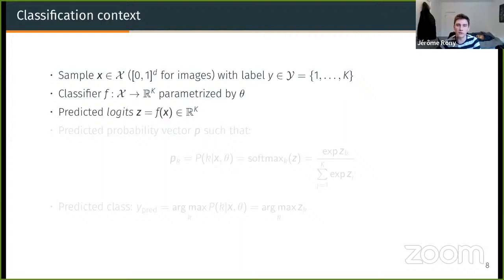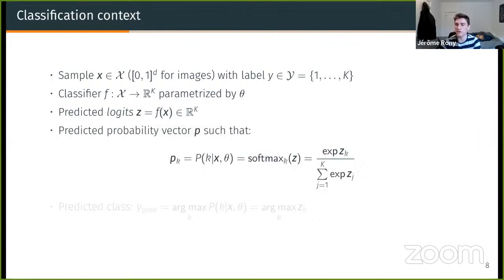The prediction of the model is called the logits. Then the logits are normalized with the softmax operator to get the probabilities for each class. And the predicted class is the argmax of the probability, which is the same as the argmax of the logits.